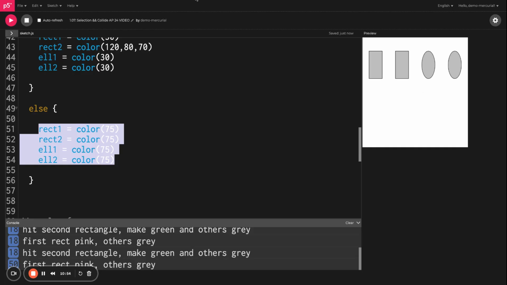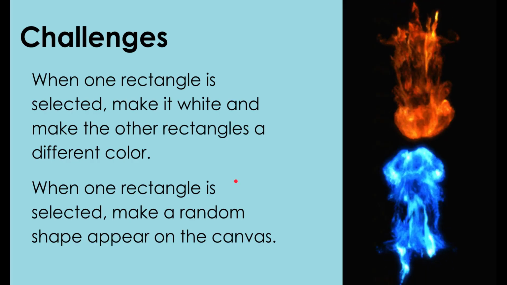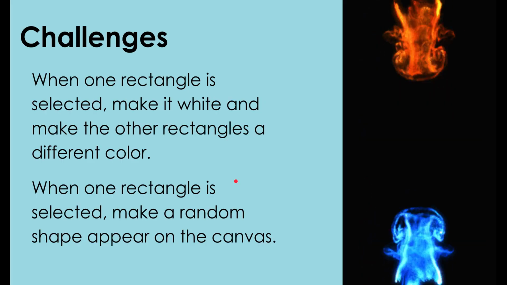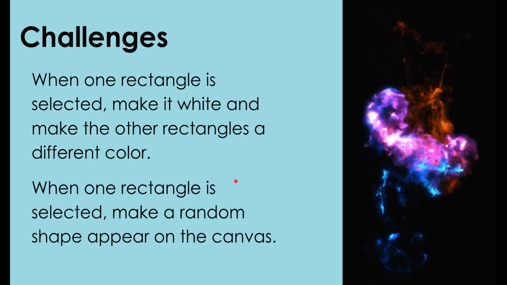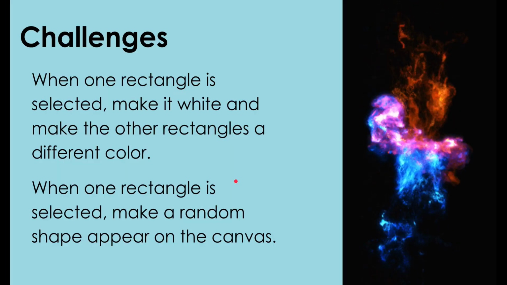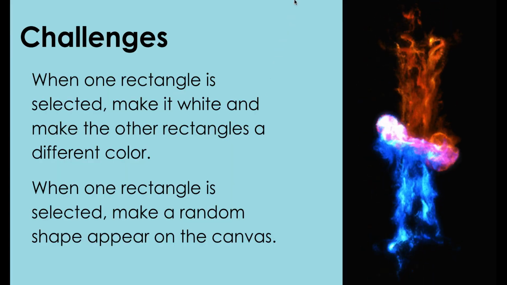Okay, what I would like you to make happen is when one rectangle is selected, make it white and make other rectangles a different color. When one rectangle is selected, make a random shape appear on the canvas. Okay, excited to see what you can make.